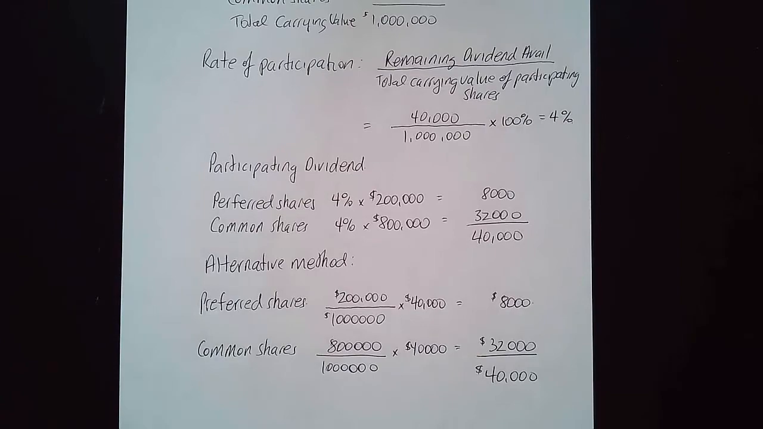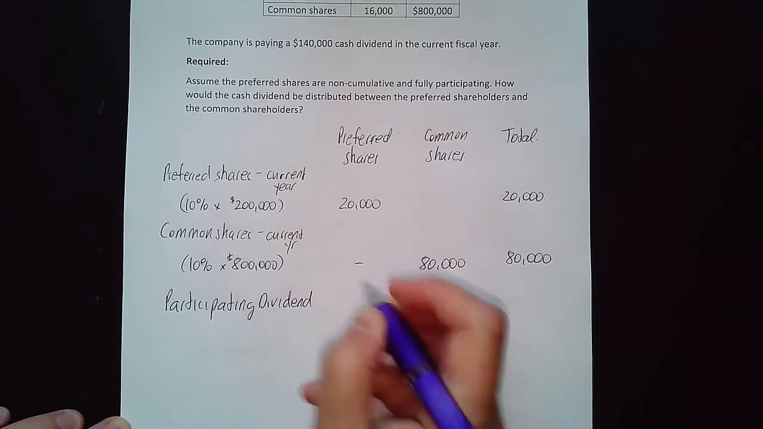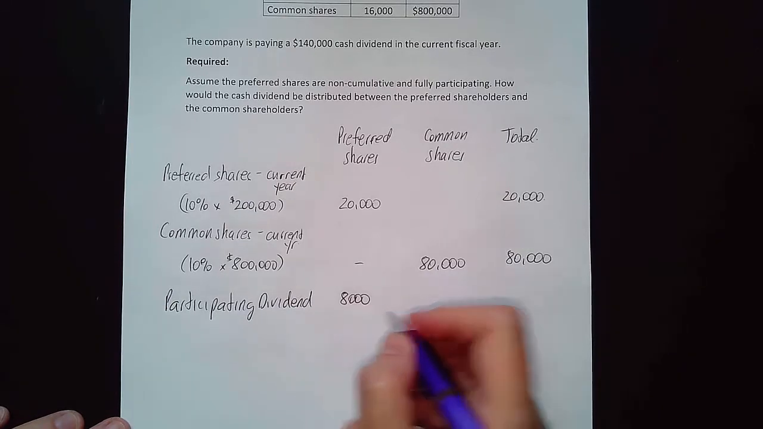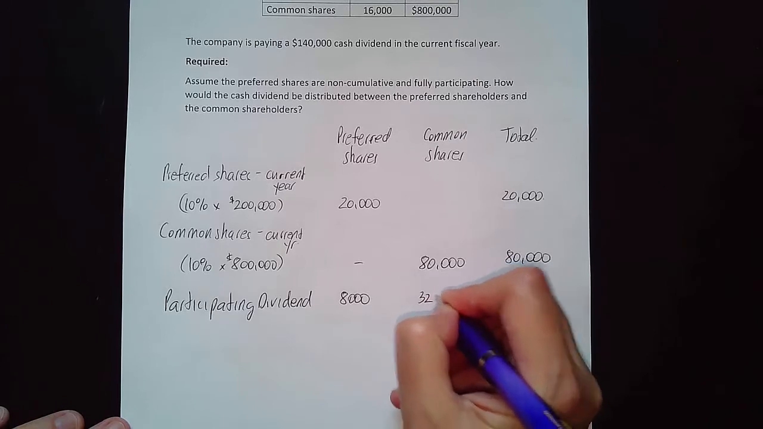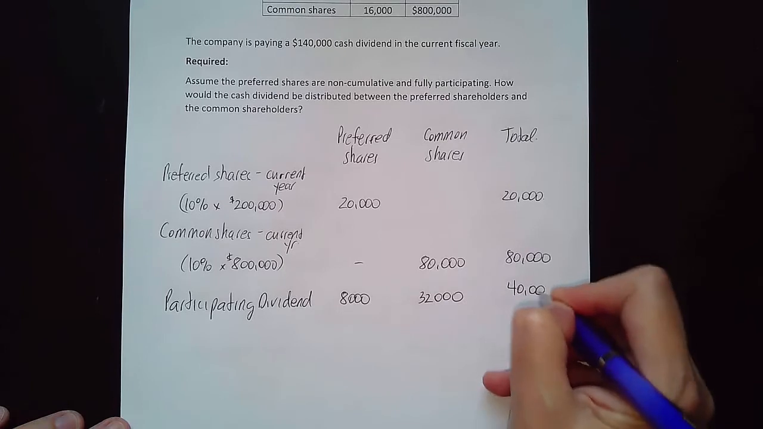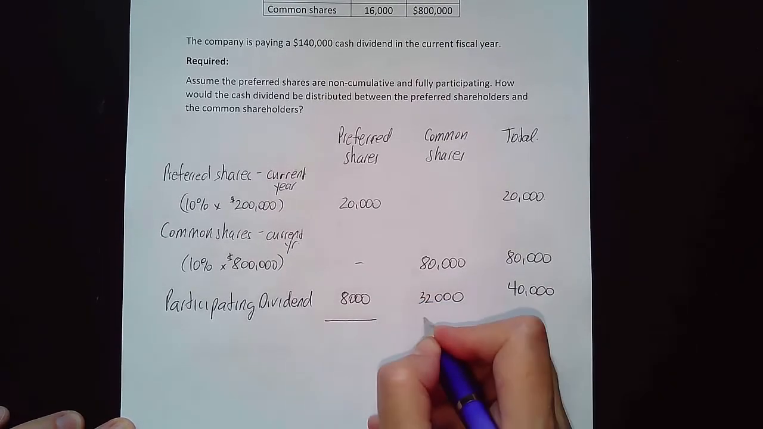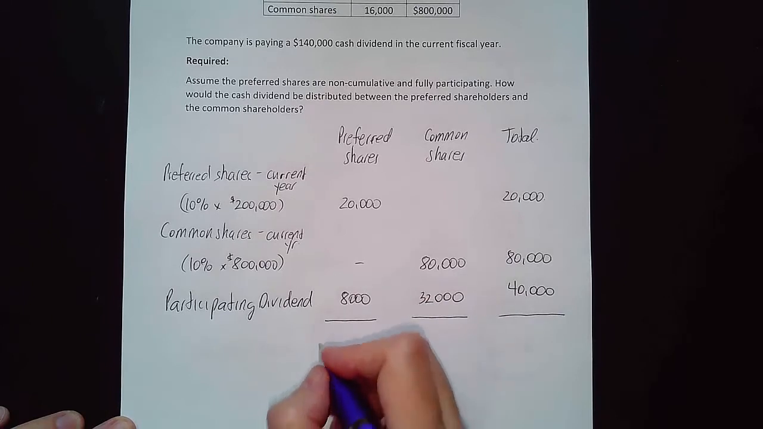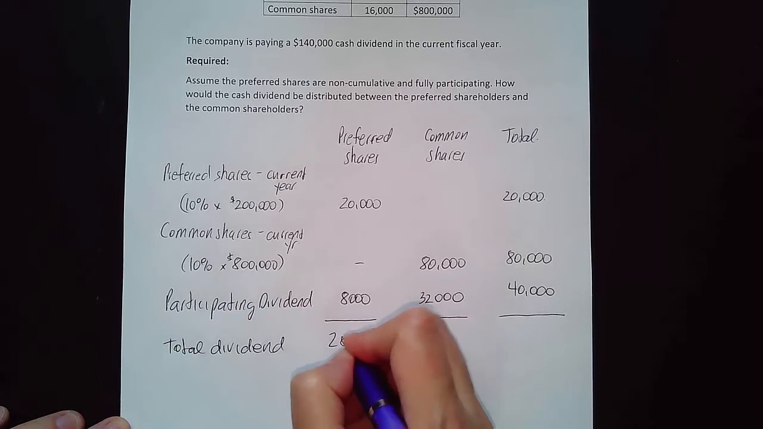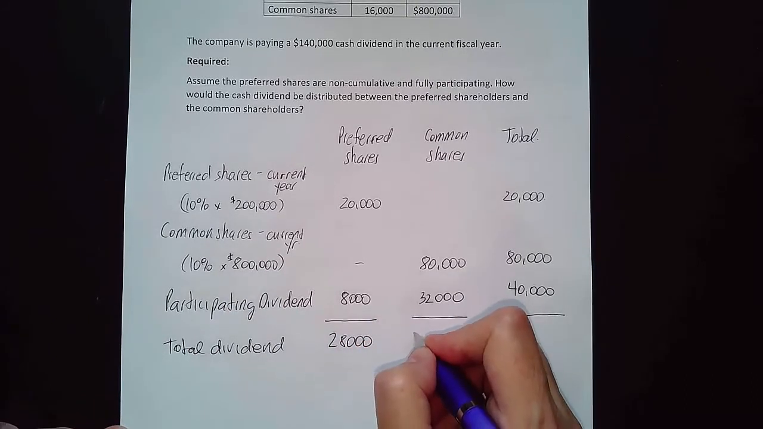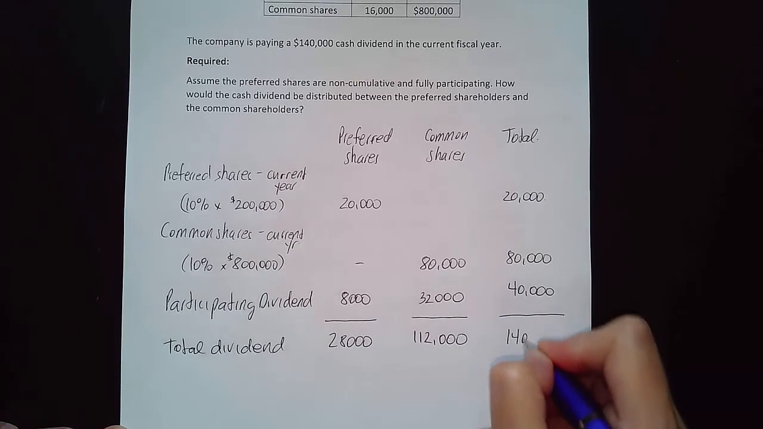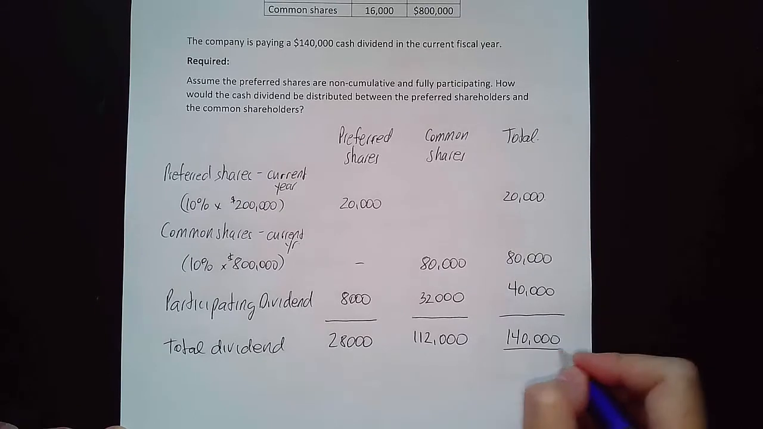Let's move that participating dividend into our chart. The preferred shareholders obtain an additional $8,000 in dividends, and the common shareholders obtain an additional $32,000 of dividends, for a total of $40,000 in dividends. If we now sum up each of the columns, the preferred shareholders will receive a total dividend equal to $28,000. Common shareholders will receive $112,000, and the total dividend paid out is equal, of course, to $140,000.